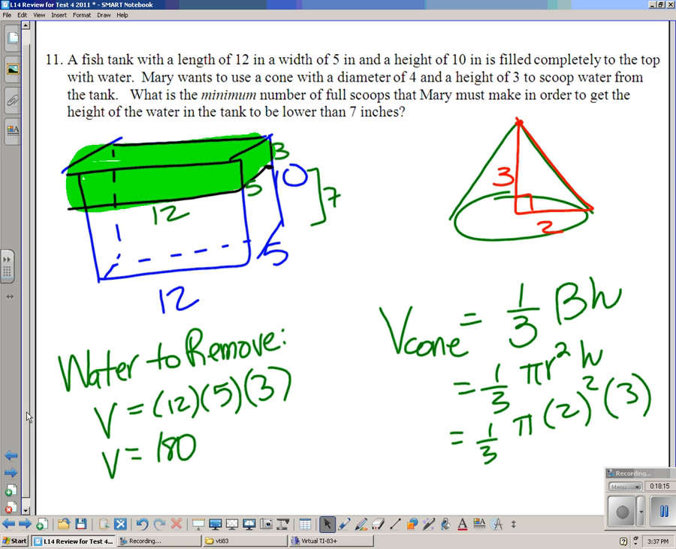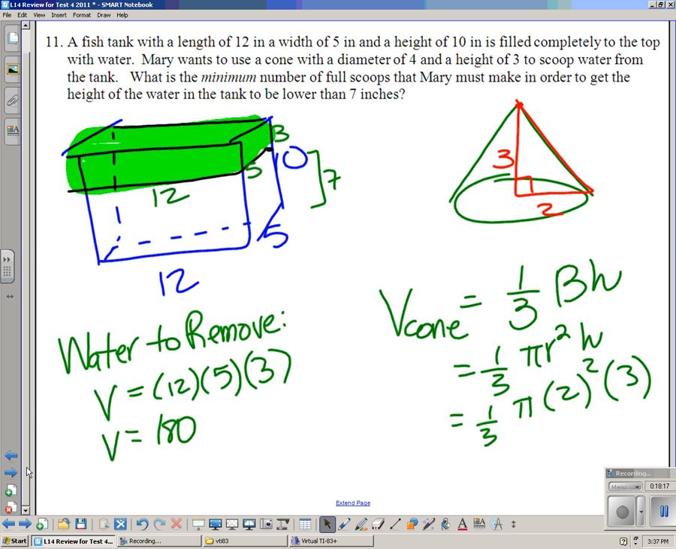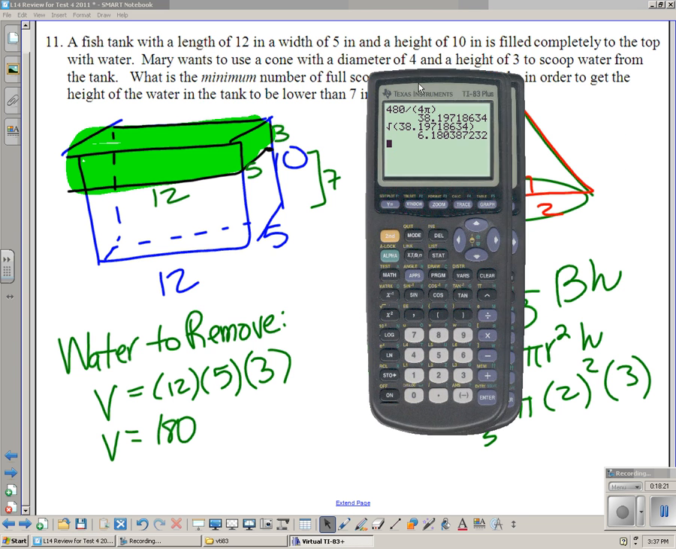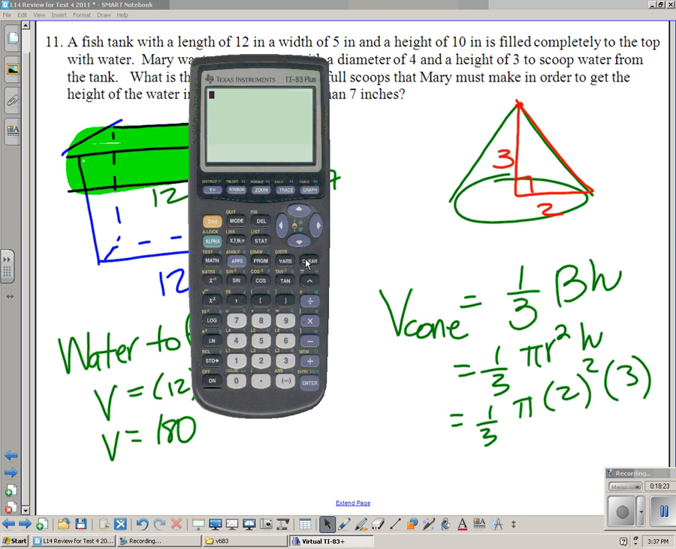It's not a theoretical problem, it's a real life problem. So I'm going to type in everything in the calculator so that we get a good numerical answer on the volume of the cone. So we have 1/3 times pi times 2 squared times 3. Each scoop of the cone will scoop out 12.5663761 cubic inches of water.